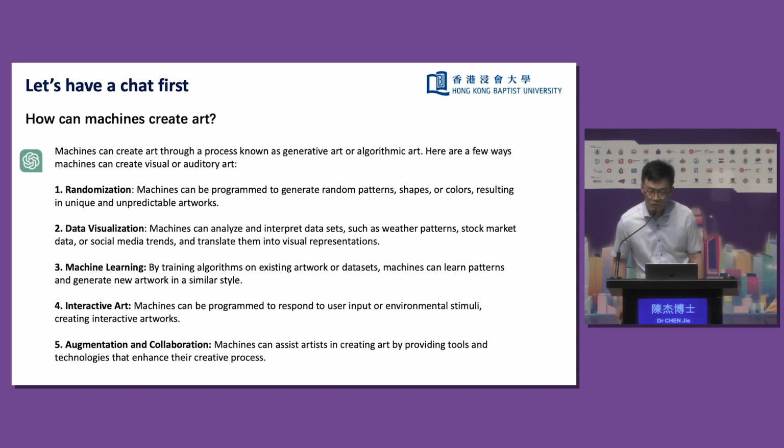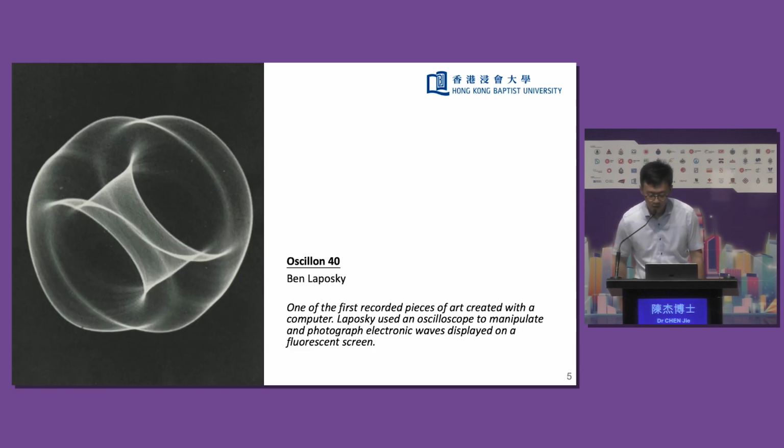Now let's see two examples. They are from two very different eras, but they represent how machine art generation has developed in different eras. The first one is called Oscillon 40. It was created by an artist called Ben Laposky. It is one of the first recorded pieces of art created by a computer. Laposky used an oscilloscope to manipulate and photograph electronic waves, displayed on a fluorescent screen.